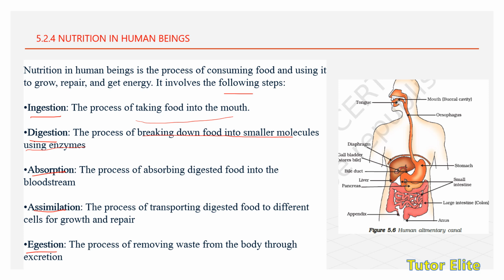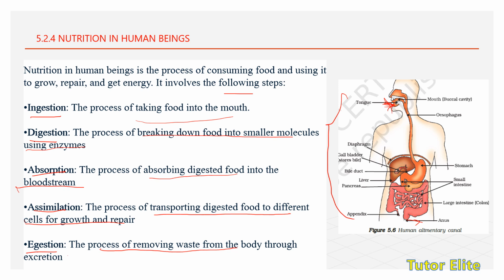Next, what is absorption? Absorbing digested food into the bloodstream. Next comes assimilation, that is transporting digested food to different cells for growth and repair. Next comes egestion, the process of removing waste from the body. Very simple. Your food process starts here and ends here.